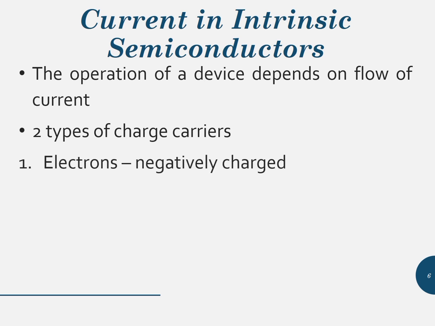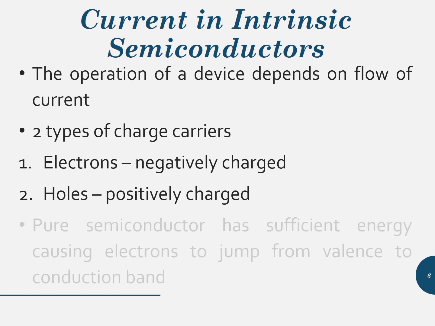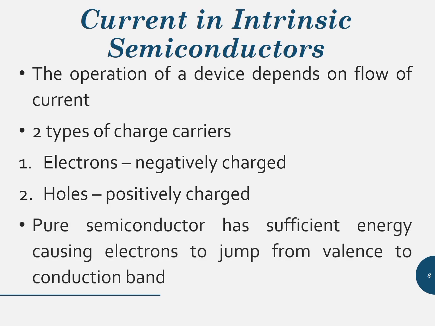An intrinsic or pure semiconductor has two types of charge carriers. First is electrons that are negatively charged, and second is holes that are positively charged. At room temperature, a pure semiconductor has sufficient heat or thermal energy for some valence electrons to jump the gap from the valence band into the conduction band, becoming free electrons. These free electrons are also called conduction electrons.